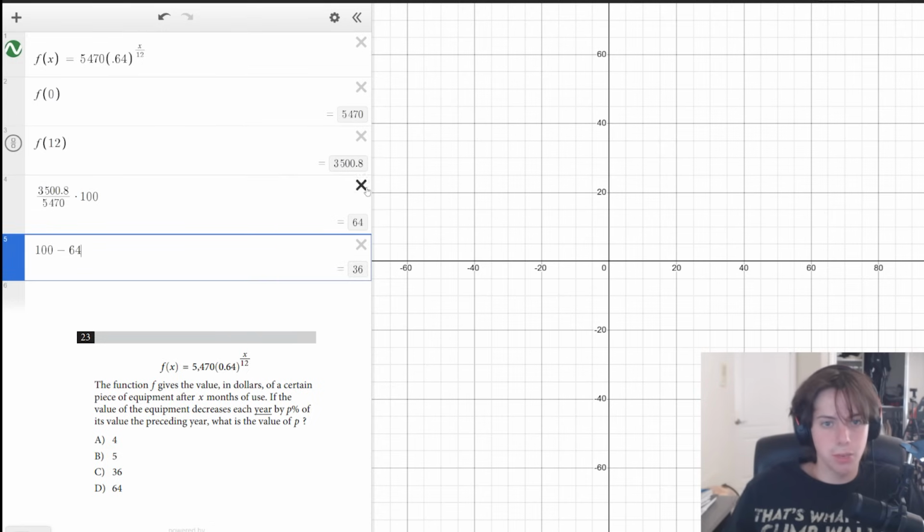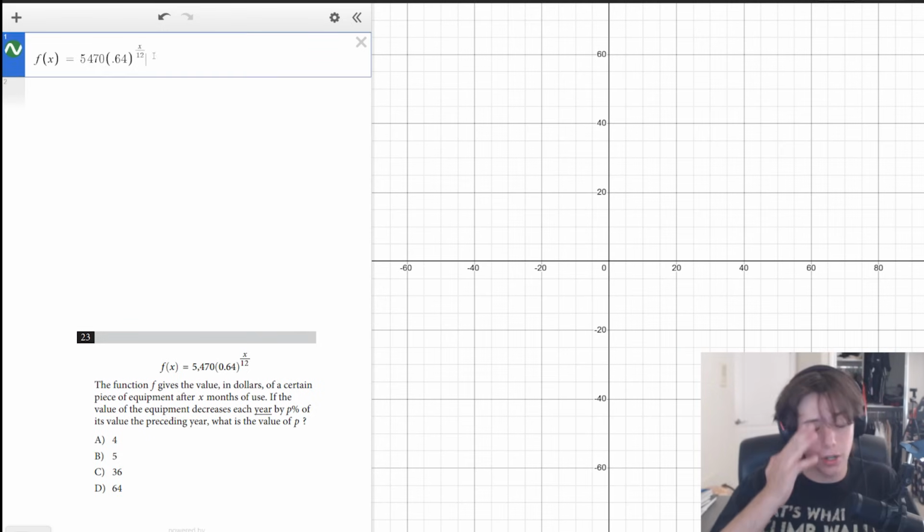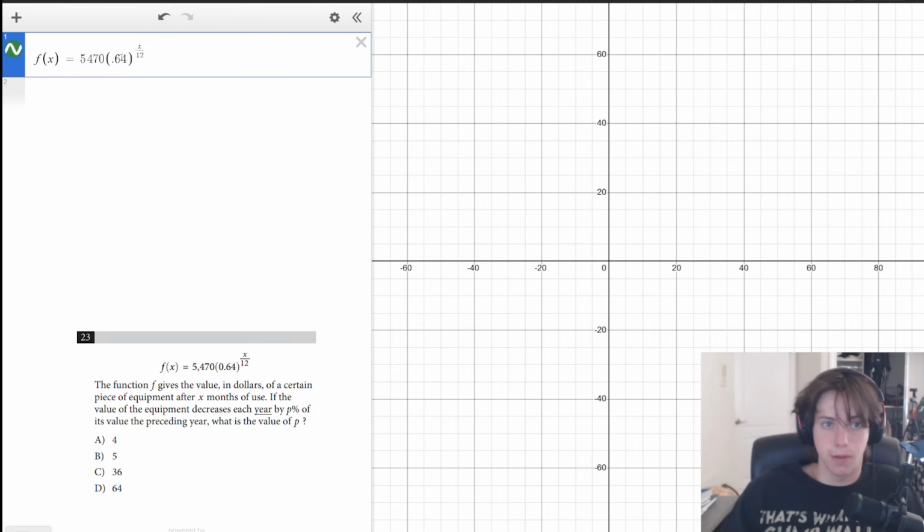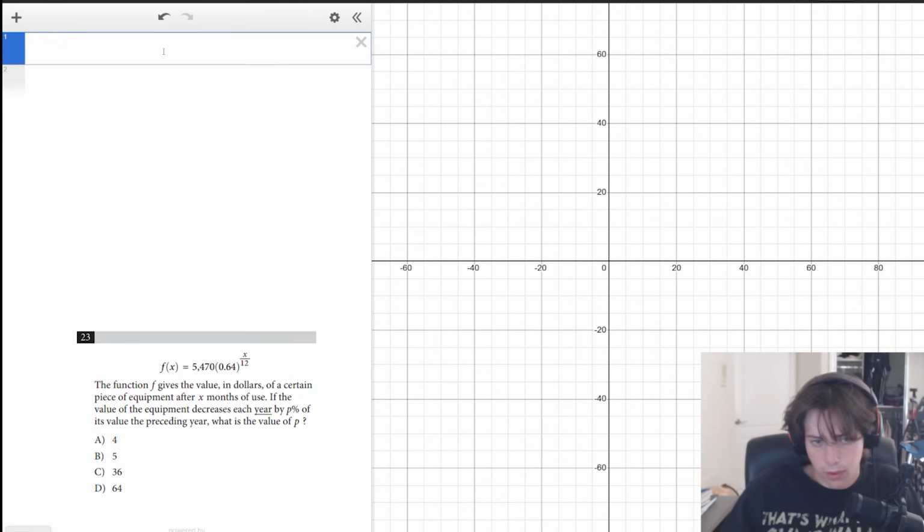And another way of doing this more intuitively is we can look at our original equation, and we see that it's x over 12. So we know that every 12 months it's going to be to the power of 1. So essentially we're multiplying by 0.64. So we're decreasing by 0.36, which is 36%. So our answer would just be C. Moving on to question number 24.